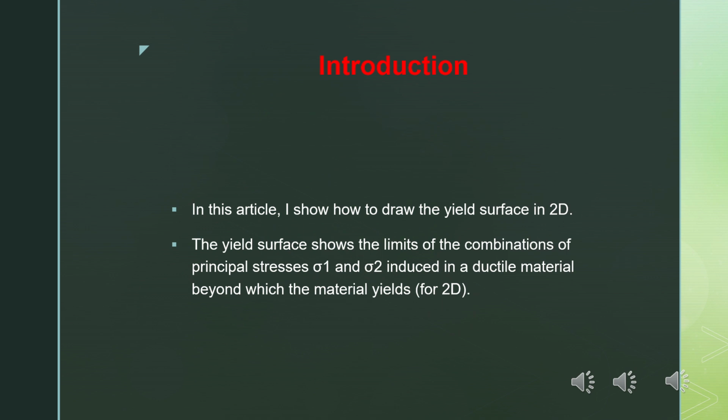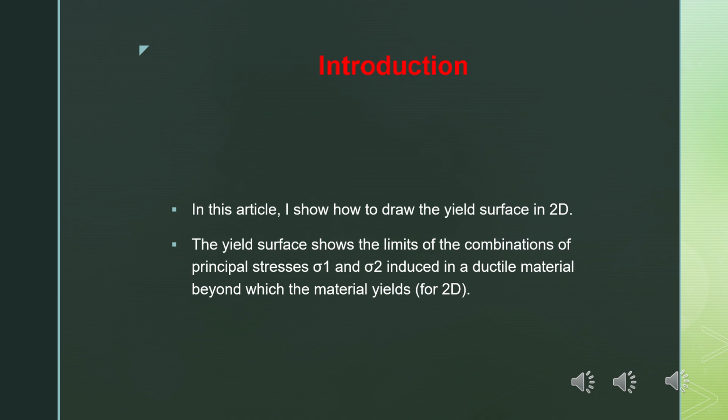Before I describe to you how to draw the yield surface in 2D, let us briefly discuss what that yield surface is. Yield surface is the surface connecting a set of points describing the limiting states of principal stresses beyond which yielding takes place. To tell you in simple words, as long as the principal stress state is inside the yield surface, no yielding is going to take place. When it goes outside the yield surface, then yielding takes place.